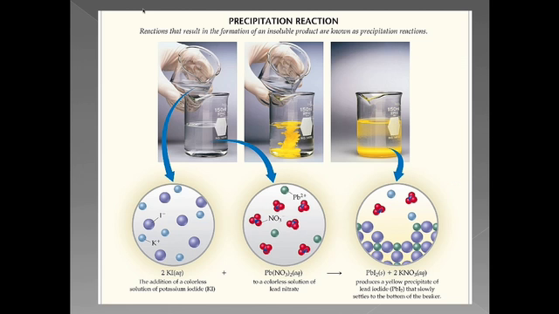A precipitation reaction is when you mix two liquids and all of a sudden some solid falls to the bottom. That's called a precipitate. This is an example of one. We have potassium iodide combining with lead nitrate, and it makes that yellow precipitate because it's not soluble in water. It won't dissolve in water.